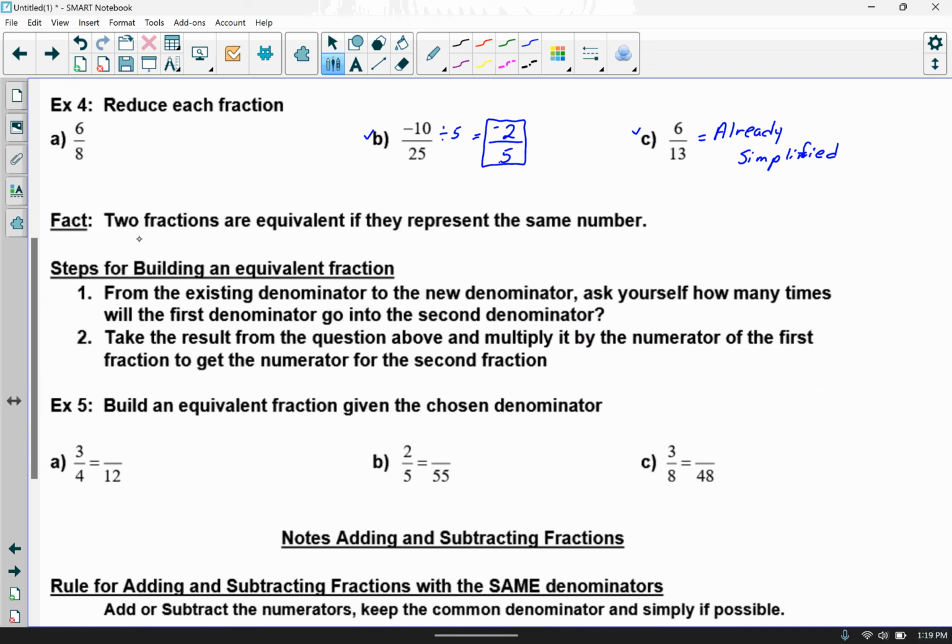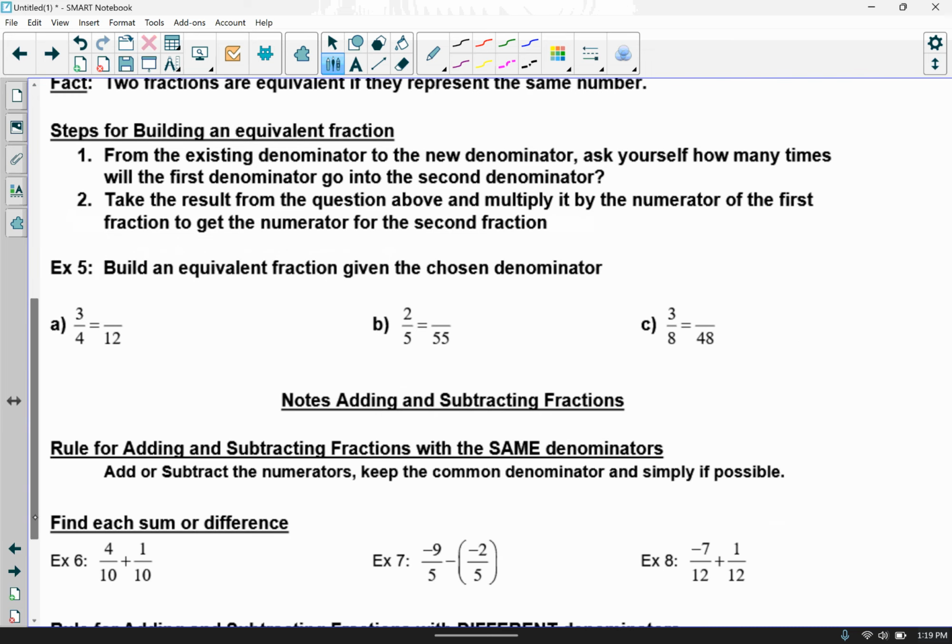The fact down below says that 2 fractions are equivalent if they represent the same number. So how do we build an equivalent fraction? Okay, so these are the steps for doing that. I'm just going to come down here and show you though instead. Okay, so down in example 5, it wants me to build an equivalent fraction with the given denominator. And this is going to be really important for us here in just a few moments as we add and subtract fractions when we need a common denominator. Okay, I'm going to do letter A and B here with you in the notes and let you pause the video and try letter C.